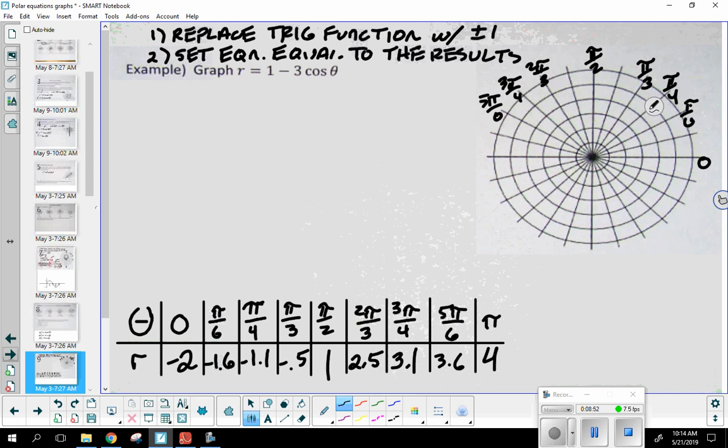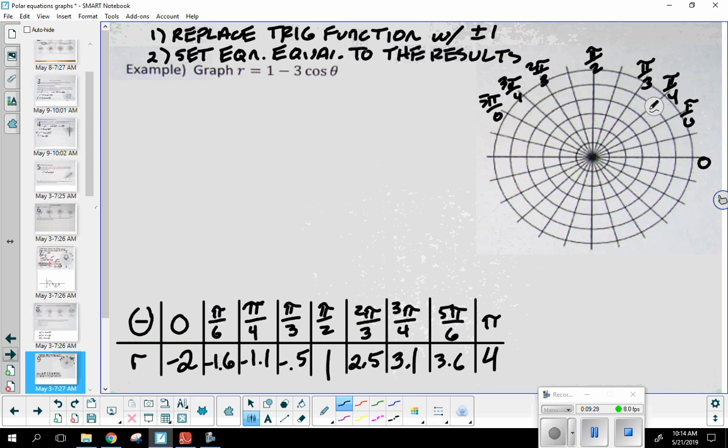Anyways, like when you were talking about circles, we wanted to set the equation equal to 0 and then set the trig function equal to plus or minus 1. Well, when you're dealing with a limacon, there's 2 steps here that are going to be very useful to you. Replace the trig function with plus or minus 1. That is how you determine the length of the maximum radius and the length of the minimum radius. And then step number 2, set the equation equal to those values you found. So by the time you finish up 2 steps, you should already have 2 points on your graph.